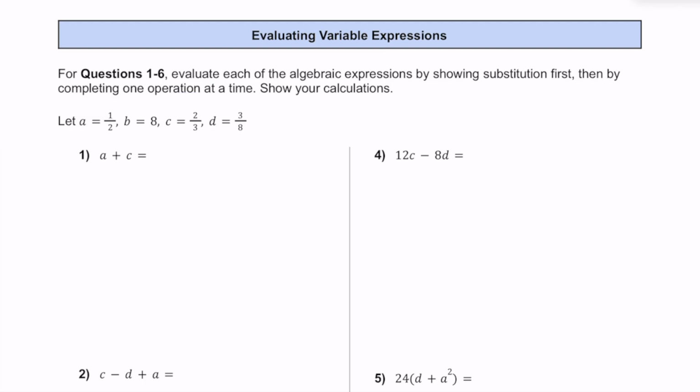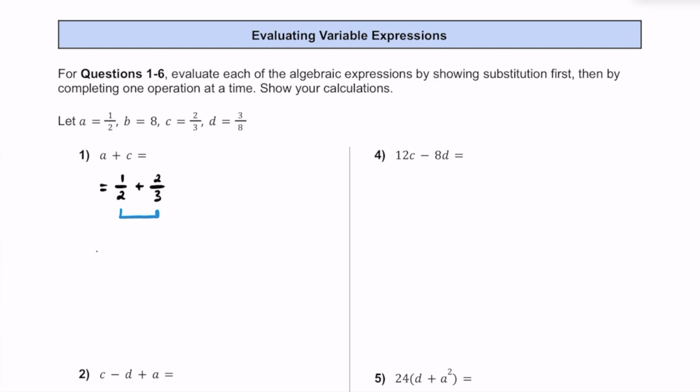So let's see, for number 1, we have a plus c. Now a is equal to 1/2. So let's say this is equal to, and let's plug in 1/2, or substitute that in for a. And then plus c, now c is going to be 2/3, so we're going to change c to 2/3 here. All right, so we really just have one operation here, so we're going to add this 1/2 and 2/3 here.